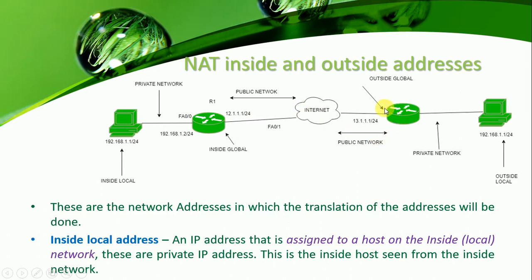This is the outside global, and this is the outside local. So the inside local is your private network, and the inside global is your network router facing the border gateway router, which faces the internet, so it is called inside global. This is outside global, and this is outside local.